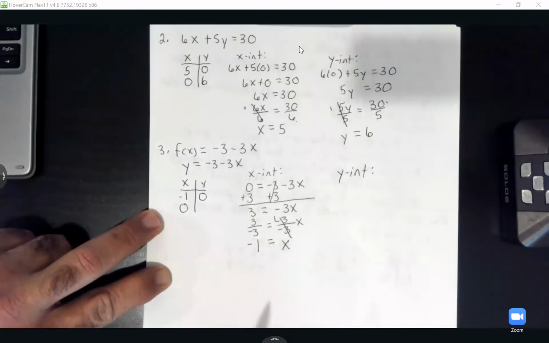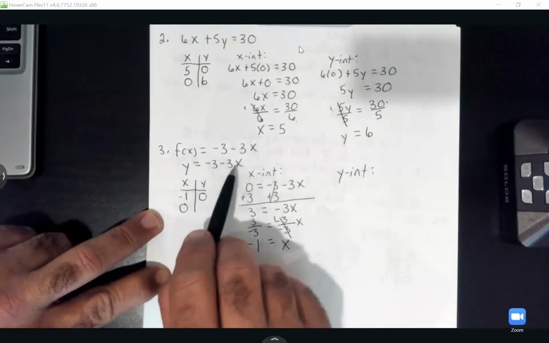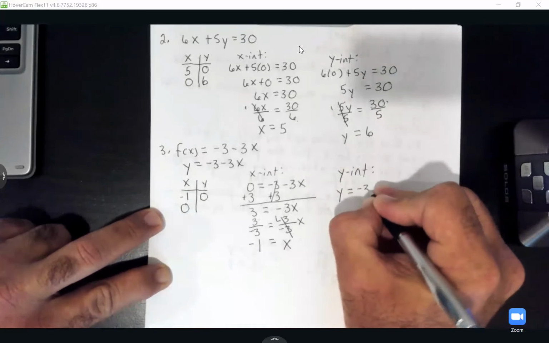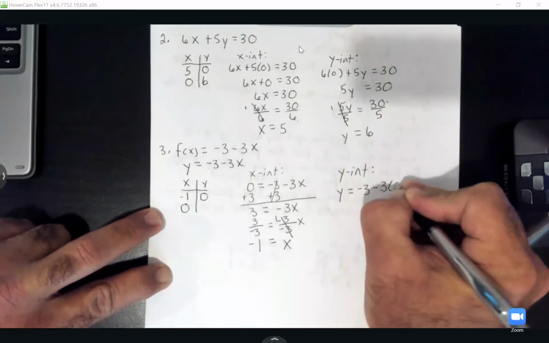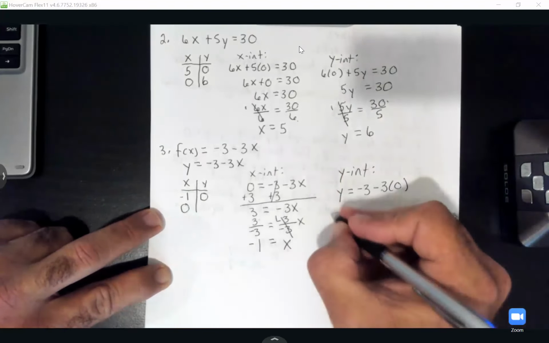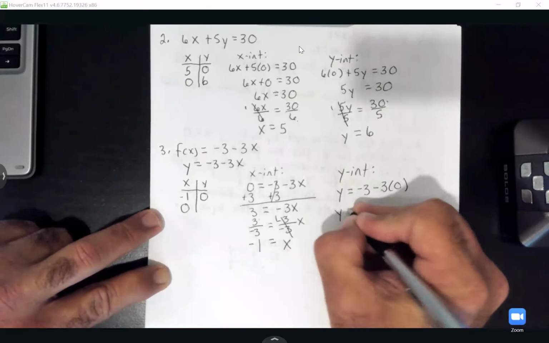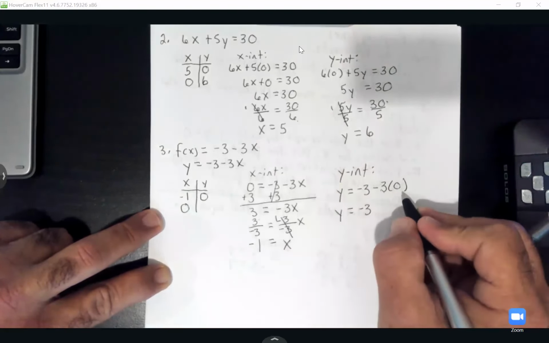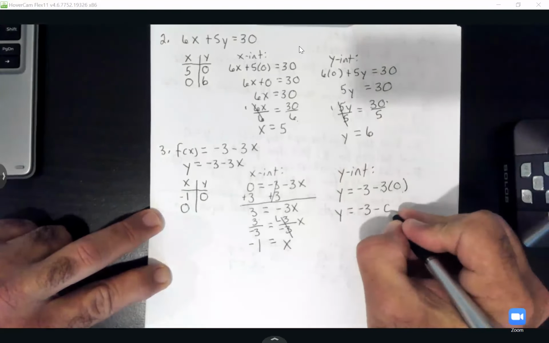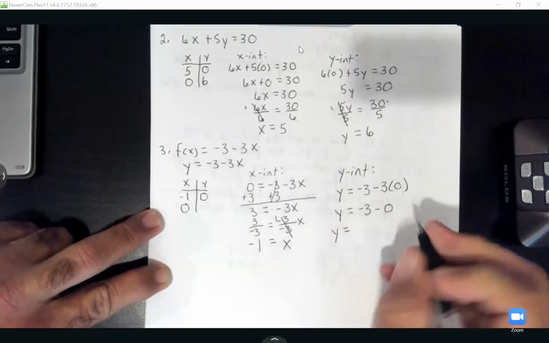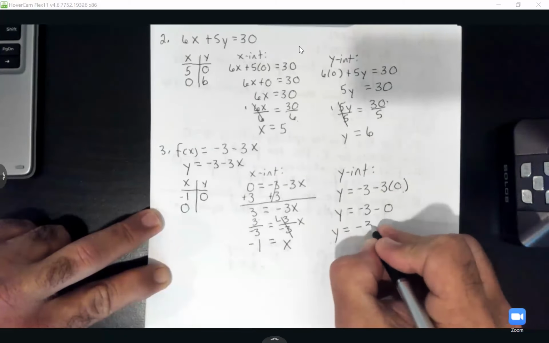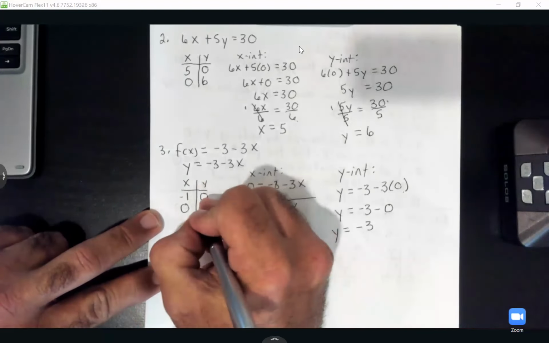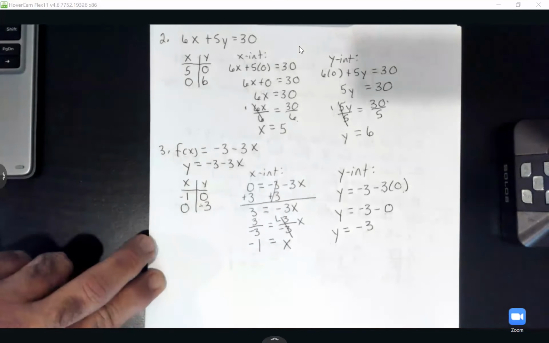All right, so let's get the y-intercept on this one by setting x equal to 0. So I'm going to have y equals -3 minus 3 times 0. Well, look what happens here. I bring down my -3. This -3 times 0 is 0, so that's like you're subtracting 0. -3 minus 0 is -3. So when x is 0, my y is -3.